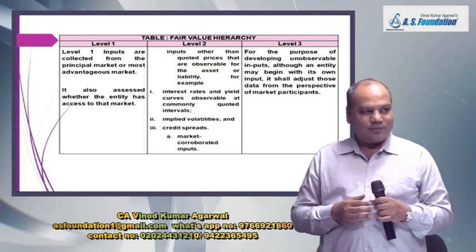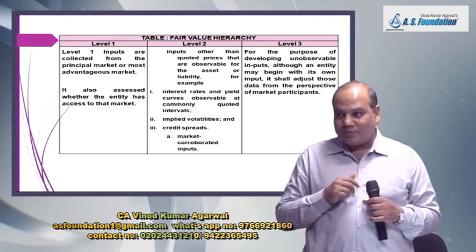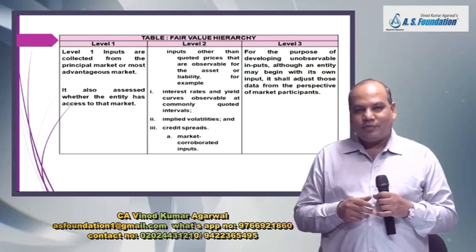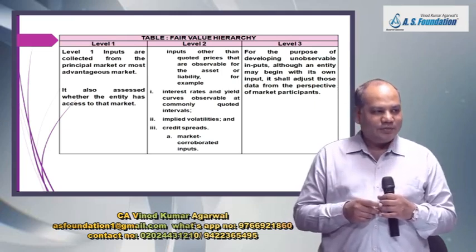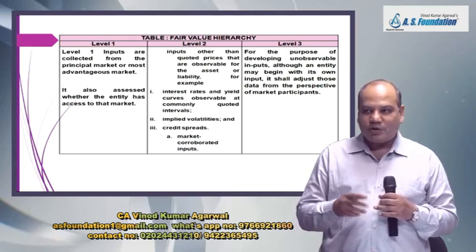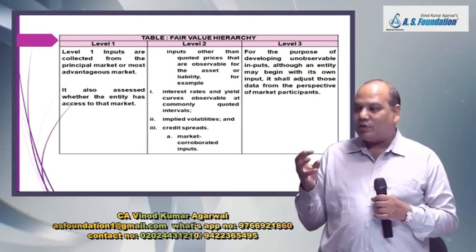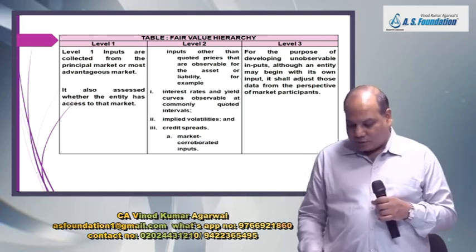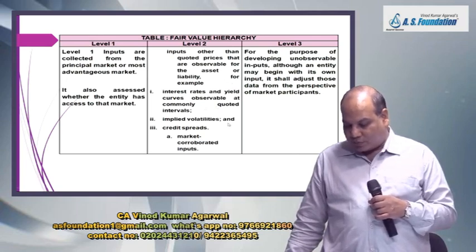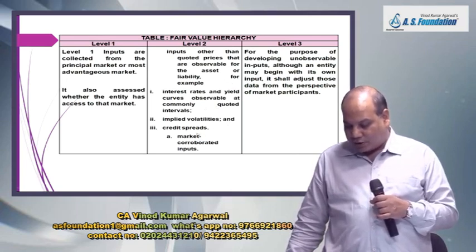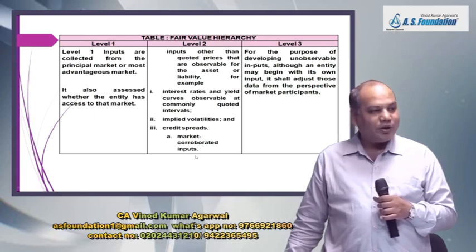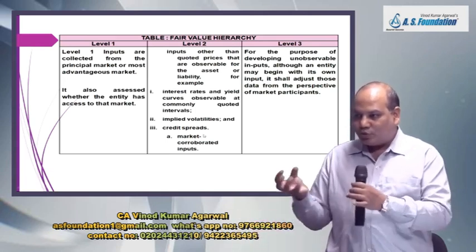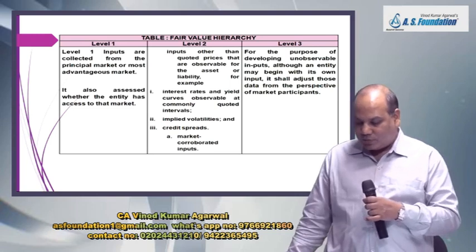But then the two are not the same. There is a high degree of risk in the Tata Motors bond. So what will I do? Add risk. Is it right? Say 1% risk for that. So if the government bond yield is 10%, I will use an 11% discount rate for valuing the bond of Tata Motors Limited, or for example, implied volatilities, credit spreads, or market corroborated inputs. So these are the other data that you will use for making adjustments in similar assets.